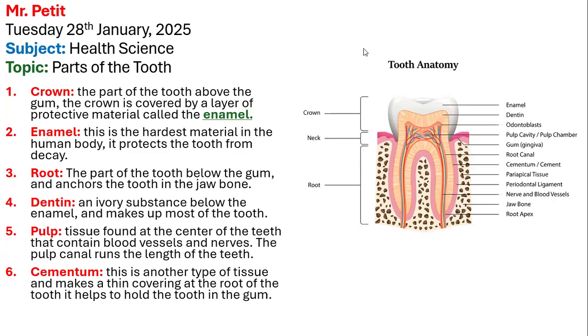All right. And then the next part. What is the part of the tooth that anchors it in the jawbone? Roots. The root. Very good. Which substance makes up the most of the tooth? Pulp. No, dentin. The dentin. Very good.